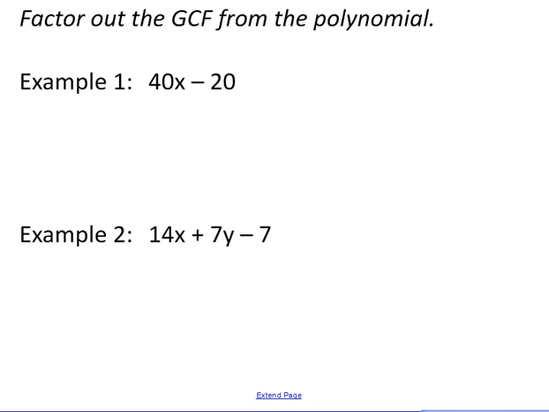So example 1, we have 40x minus 20. We want to factor out the GCF, or the greatest common factor. What we want to do is look for what they have in common. What's the largest number they have in common? They both have a 20. We can take out a 20. We also have to look at the variable. Notice the first term has an x, but the second term does not. So we cannot factor out an x.